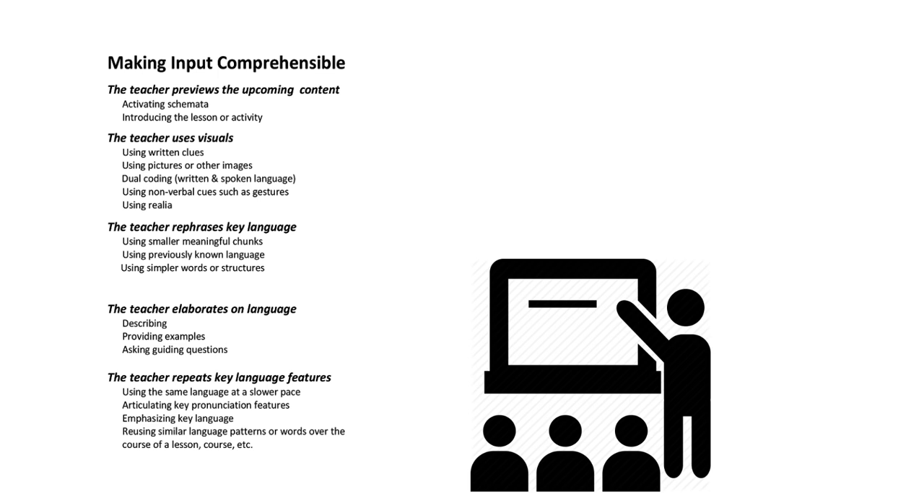So how do we make input comprehensible? Well, we could preview upcoming content. Instead of jumping right in, we make input more comprehensible by activating schemata, in other words, getting students to speak about what they already know about that topic. Introducing the lesson or activity is often helpful. Rather than jumping into that new lesson, topic, or activity, let them know what they're going to do to make the input more comprehensible.